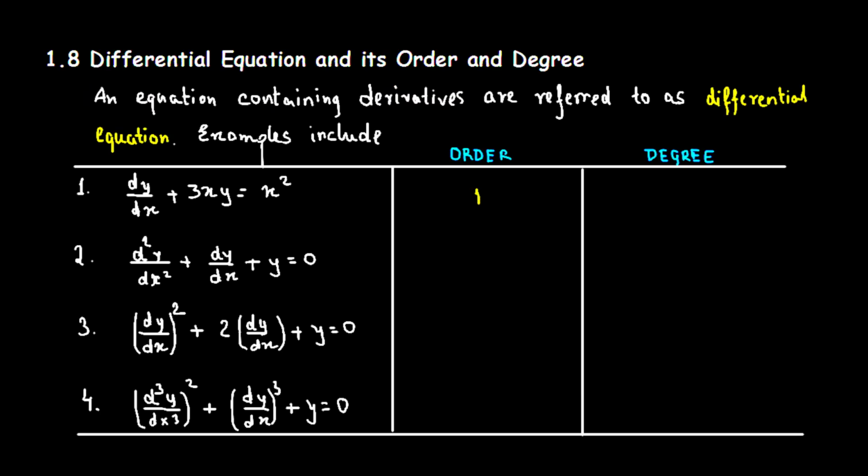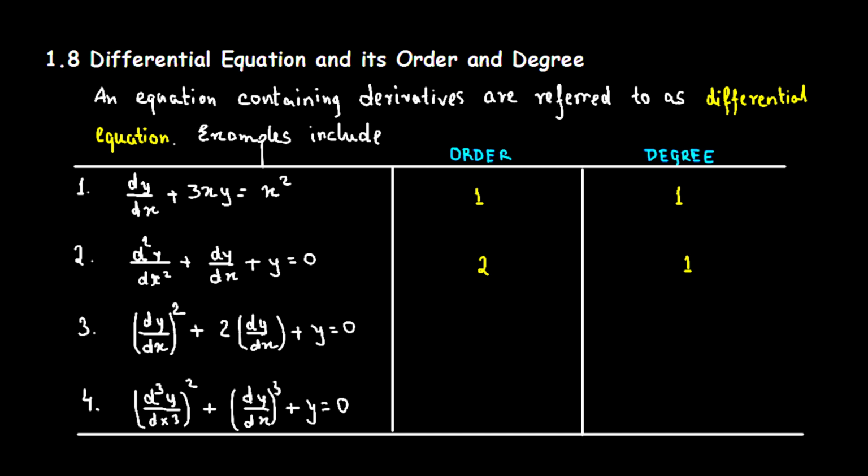So in the first problem, the order is going to be 1 because we have a first order differential involved here, and the power or the exponent of the first order is 1, so the degree is going to be 1. In the second problem, we have a second order differential equation and the power of the second order derivative is 1, so the degree is going to be 1.